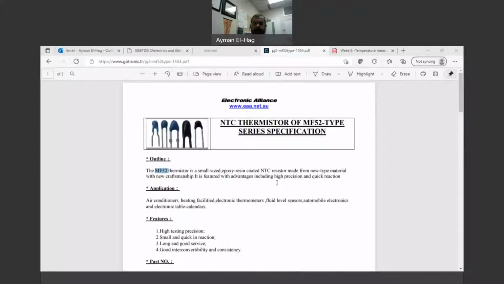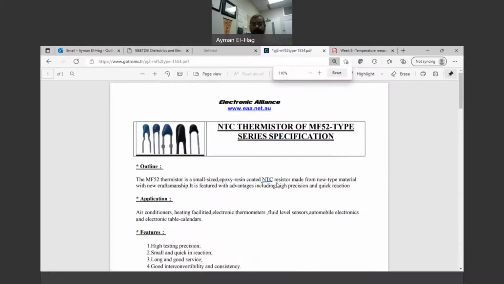If you go up here, this is some description about the sensor, and it is an NTC sensor. NTC means negative temperature coefficient. We mentioned that, meaning that as we increase the temperature, the resistance will start to decrease. And the part number here is MF52. Also, it's very important to know the part number so that you can find the data sheet and understand the specification. Here are some of the applications of the sensor, like air conditioners, heating, and so on and so forth.